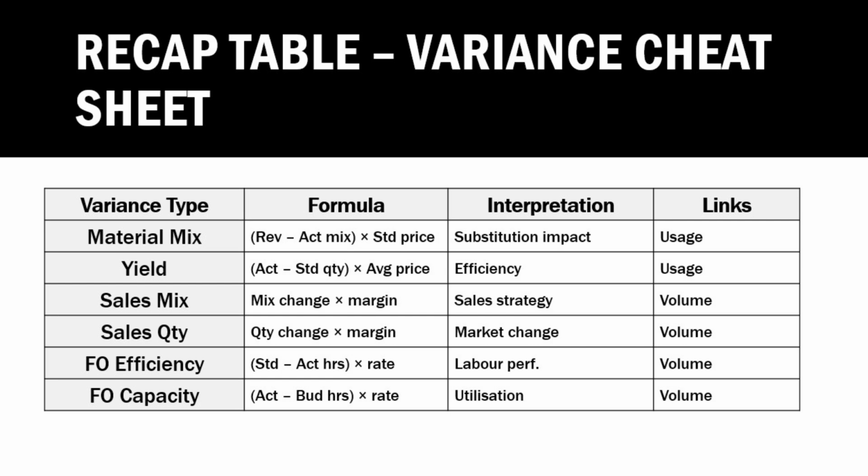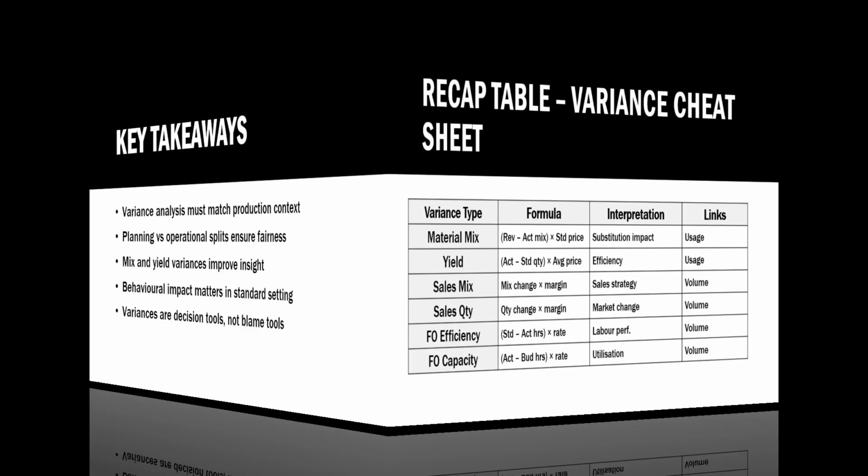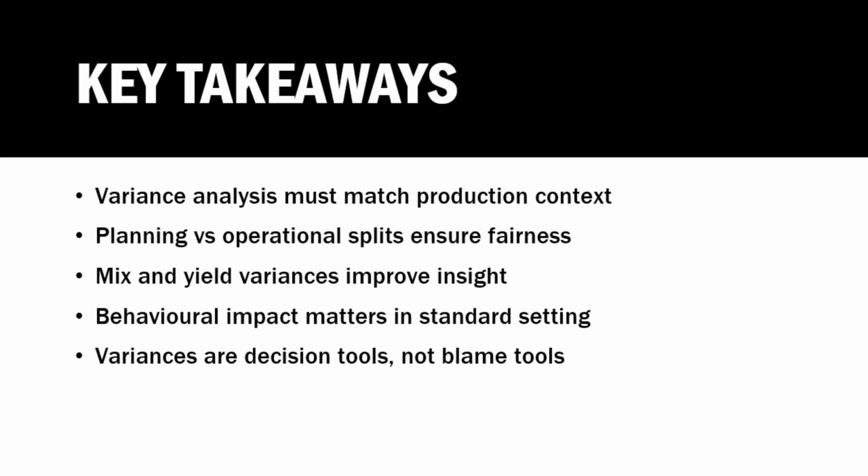To recap, sales volume variance splits into mix and quantity. Material usage variance splits into mix and yield. Fixed overhead volume variance splits into capacity and efficiency. Planning and operational variances separate controllable from uncontrollable factors. Together, they provide a full performance analysis framework.